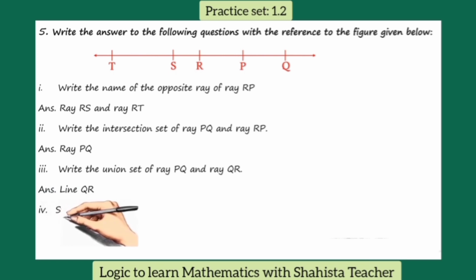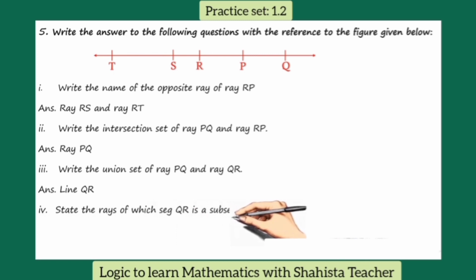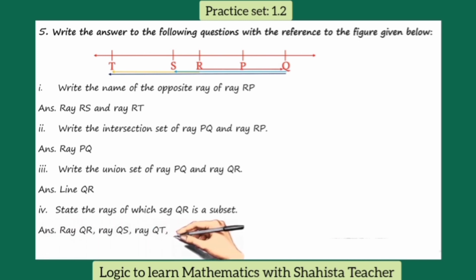Sub-question 4. State the rays of which segment QR is a subset. So here, which rays is segment QR a subset of? Ray QR, ray QS, ray QT and ray RQ are the rays of which segment QR is a subset.